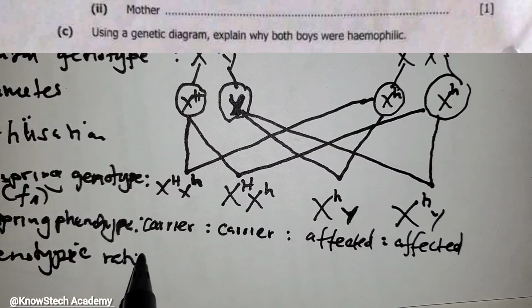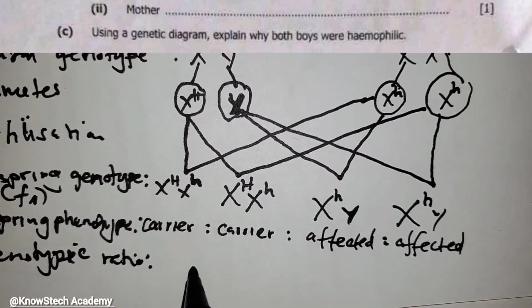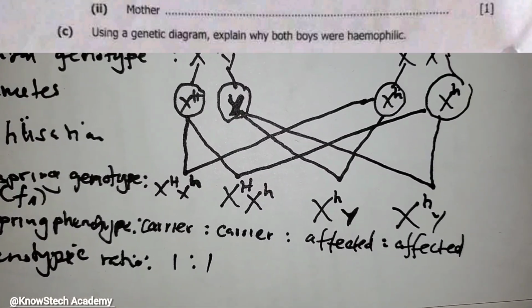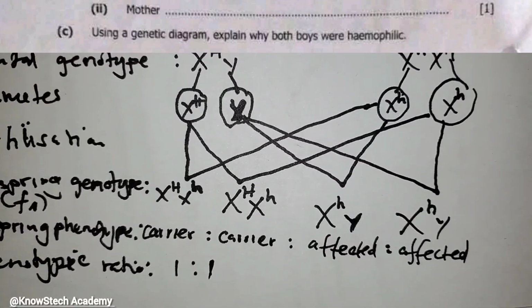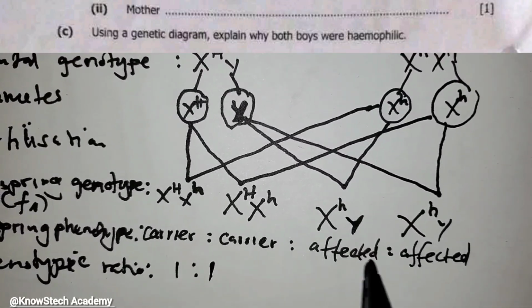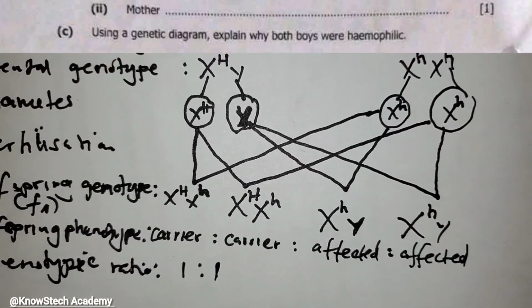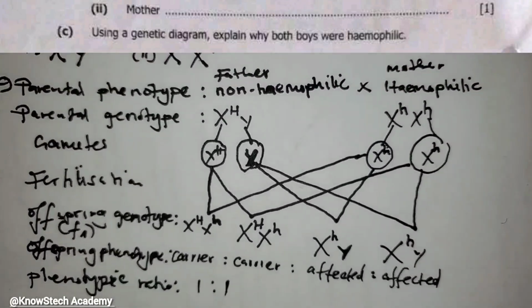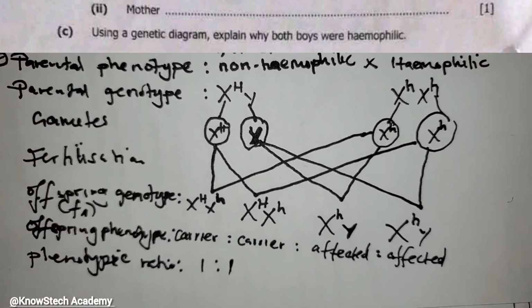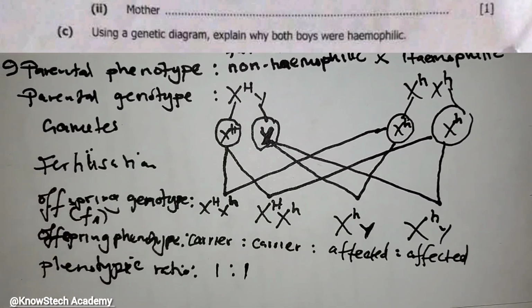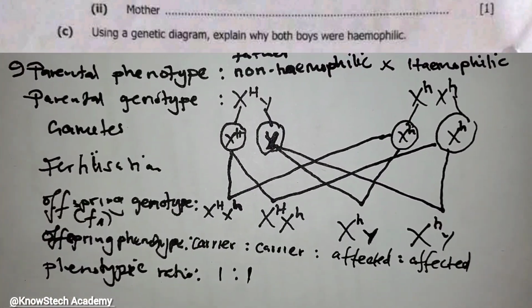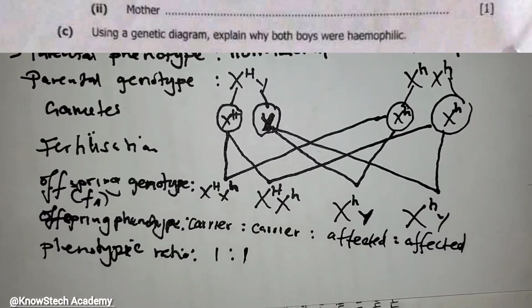So the phenotypic ratio is 1 to 1, 50-50. The ratio of carriers and the affected is just 1 to 1. This is simple. This is how you answer the question.